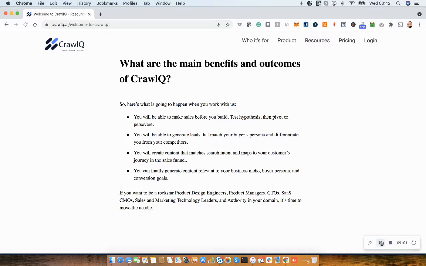So, guys, if you want to be a rock star product design engineer, product manager, CTO, SaaS CMO, sales and marketing technology leader, and authority in your domain, it is time to move the needle.